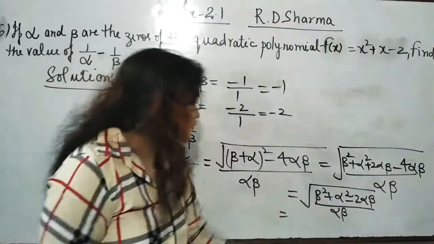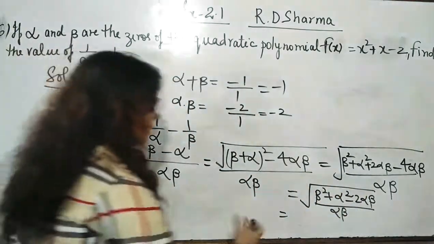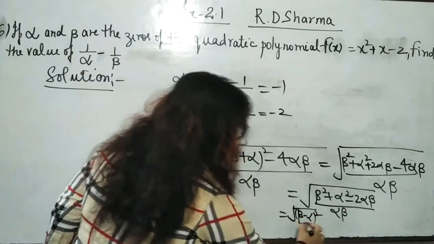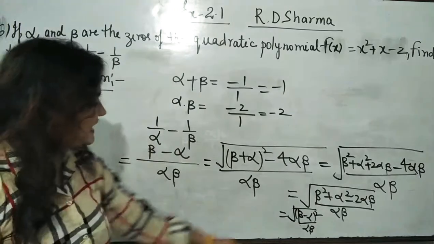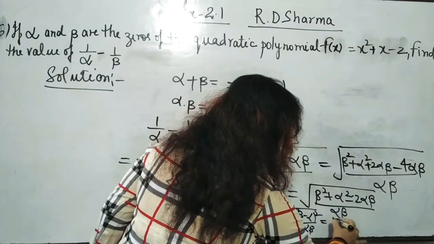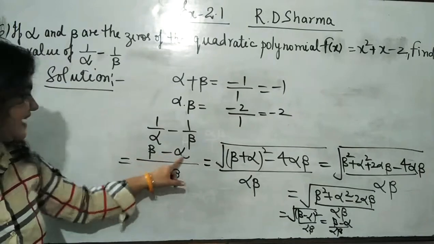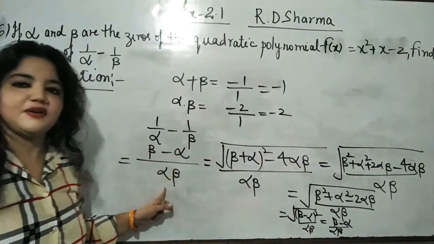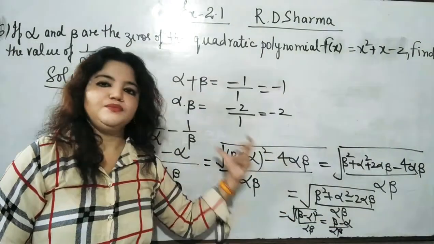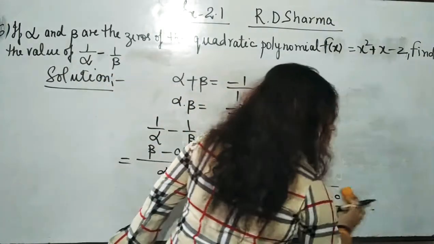And how I have shown you here, because this is equal to under root beta minus alpha whole square upon alpha beta. Right? And see, beta minus alpha whole square under root will be equal to only beta minus alpha, beta minus alpha upon alpha beta. And see, we had this now, beta minus alpha upon alpha beta. So in the place of beta minus alpha, we can write this. So I have explained you here.